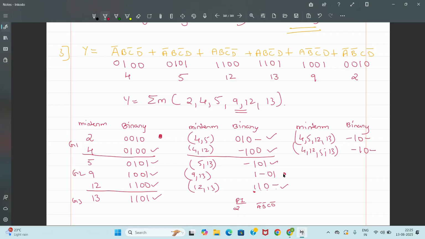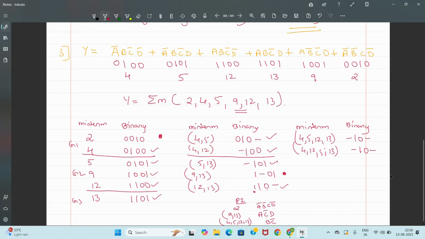Now come to the second table. In the second table, there is this term which is not covered. List it out here: 9 comma 13. Its corresponding equation will be A, C bar, D. B is not there, so eliminate it. And both are the same, right? Write it only once: 4 comma 5, 12, 13. The equation is B, C bar.